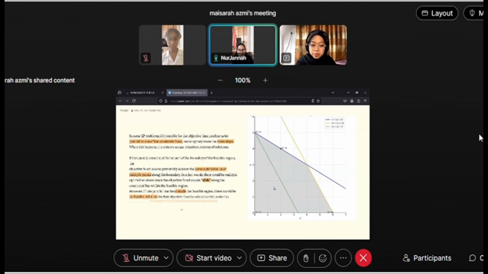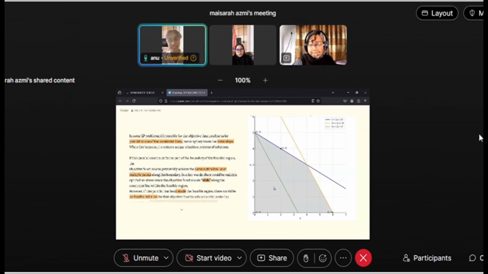Right. Oh, I see now. Both constraints have the same slope, so they are parallel. Exactly. When the lines are parallel, they don't intersect. It creates a unique situation for our feasible region and for the objective function. Interesting. So how does this affect the solution?